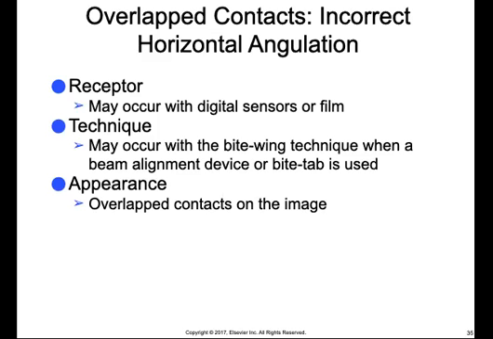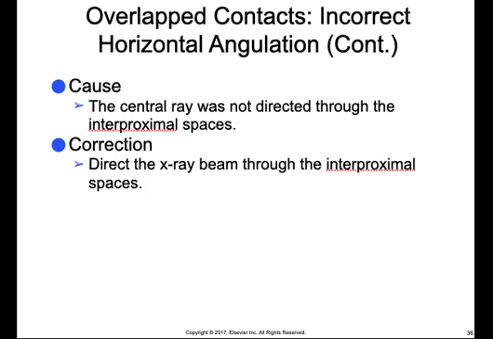This can happen with digital sensors or film, and it may occur with the bite wing technique when a beam alignment device or bite tab is used. The appearance is overlapped contacts on the image. The cause was that the central ray was not directed through the interproximal spaces. To prevent this, make sure the X-ray beam is directed through the interproximal spaces, and that your horizontal angulation is such that it hits the receptor perpendicularly, creating those 90-degree angles on your receptor.